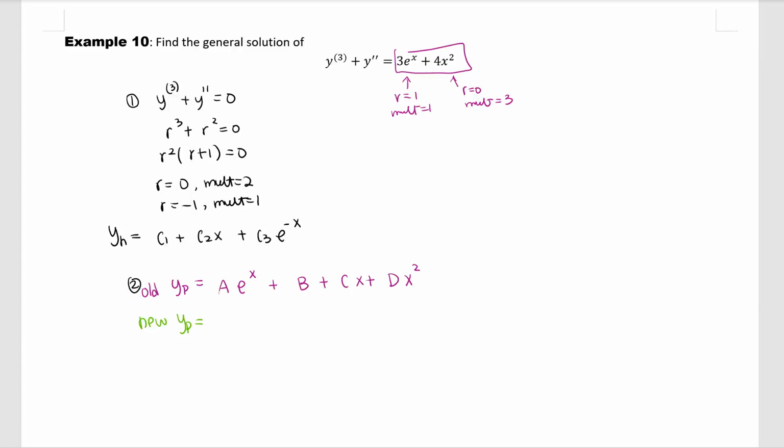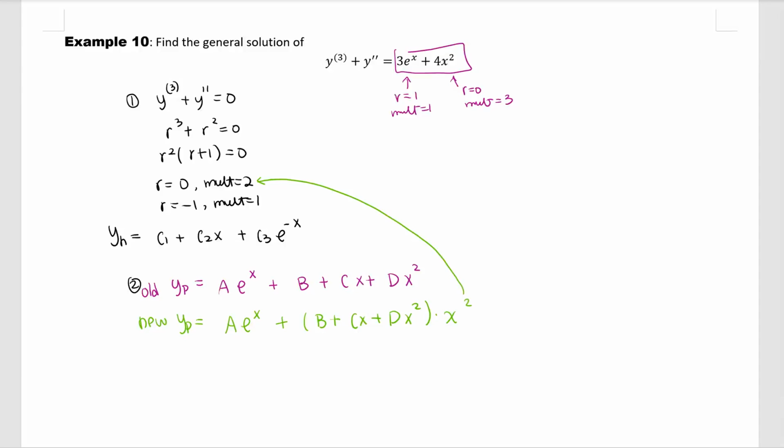Okay, so the first one, 1 is not in the characteristic equation, so we can keep it. And then 0 is a root of the characteristic equation, yes, and its multiplicity is 2. So that's why for all these terms that correspond to 0, you're going to multiply by x to the power of the multiplicity of the roots in the characteristic equation. So far, so good, everybody?